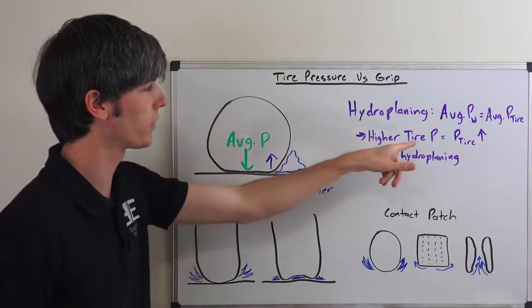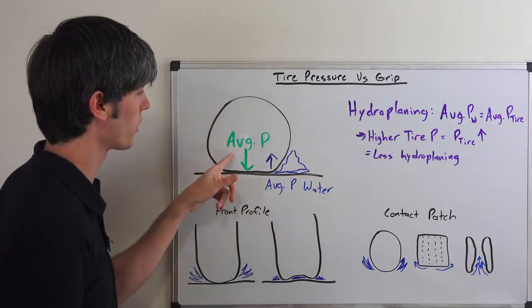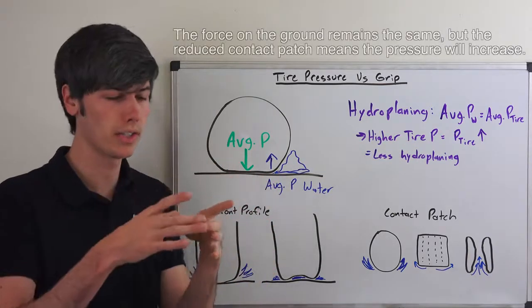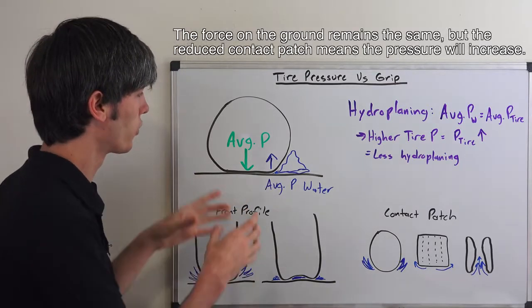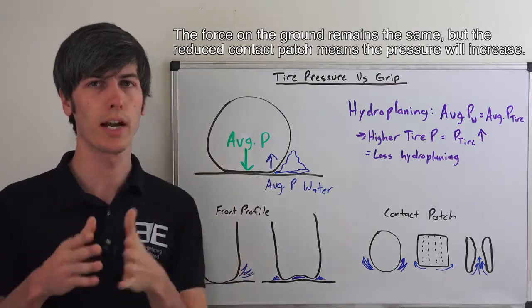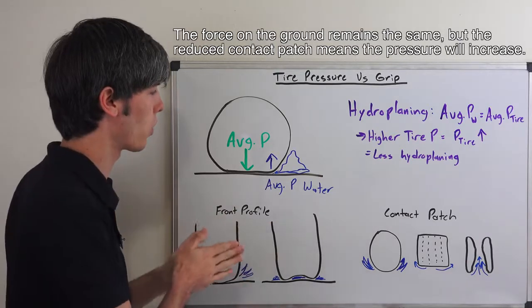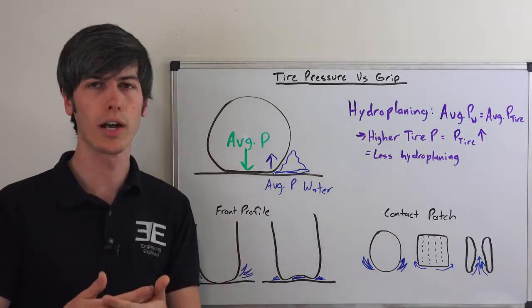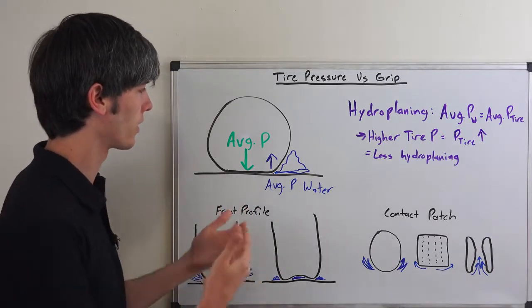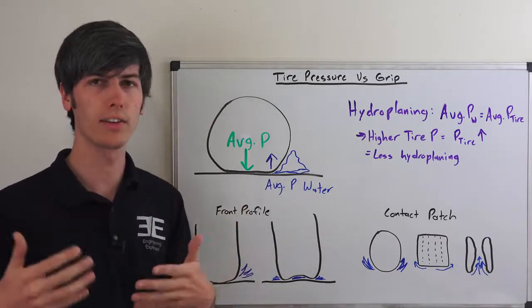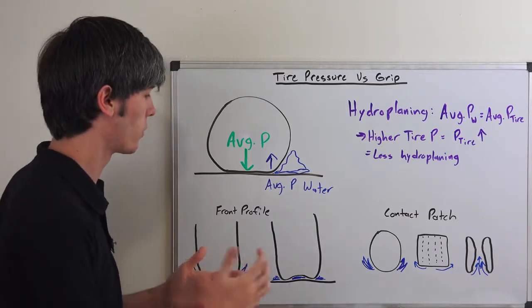So if you increase the tire pressure, you're going to increase the amount of pressure on the ground because you're going to decrease the contact patch, and so you're going to have more pressure on that area. So there's a direct link between your tire pressure and the likelihood of your car hydroplaning. The higher your tire pressure, the lower the likelihood of you hydroplaning, and the lower that tire pressure, it significantly increases the chances of you hydroplaning.